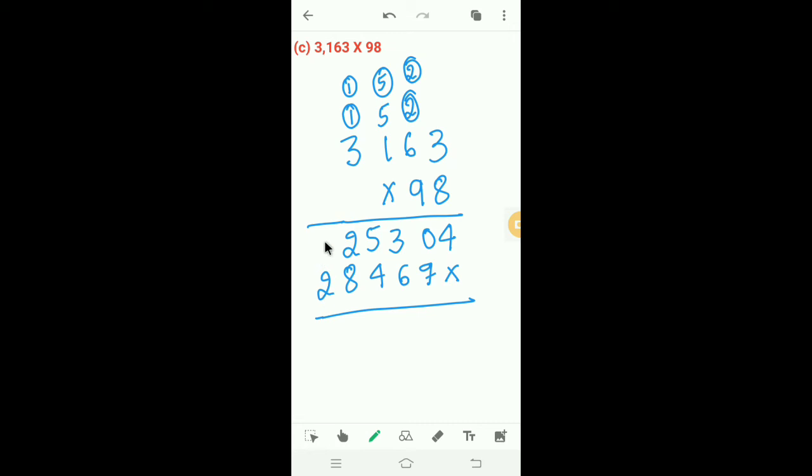Next we have to add both the numbers. 4. 0 plus 7 is 7. 3 plus 6 is 9. 5 plus 4 is 9. 2 plus 8 is 10. So I will write 0 here and 1 carry. 2 plus 1 is 3. So the answer is 3,09,974.